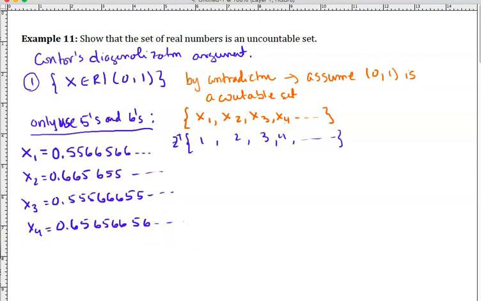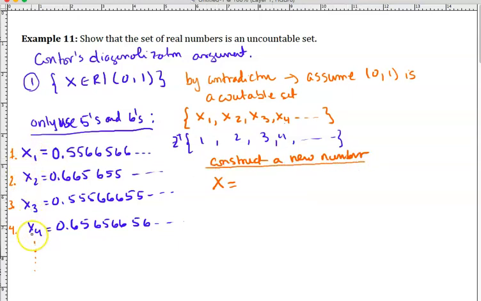Again, these are a countable set because I can list them. This connects with number 1 of the positive integers, number 2, number 3, number 4 of the positive integers. Because I can make a list, these are countable. Now we're going to construct a new number.